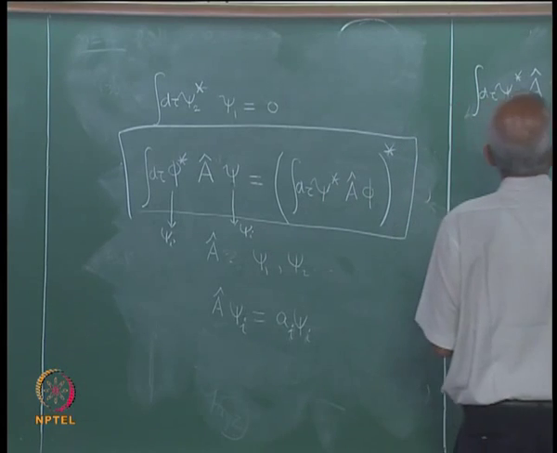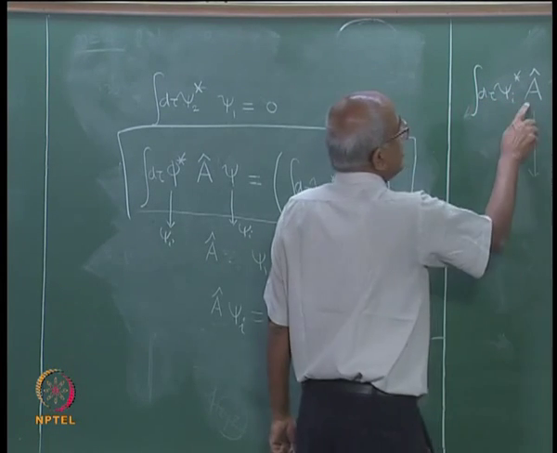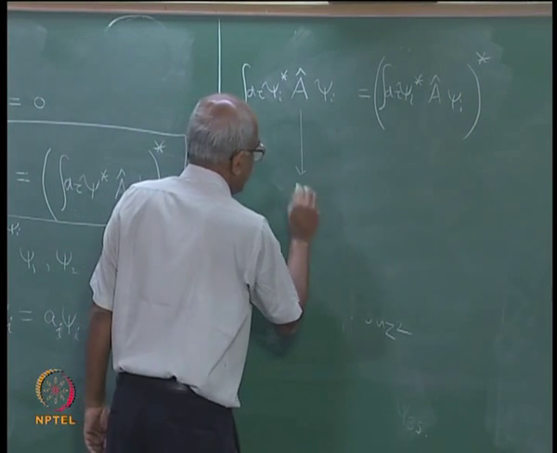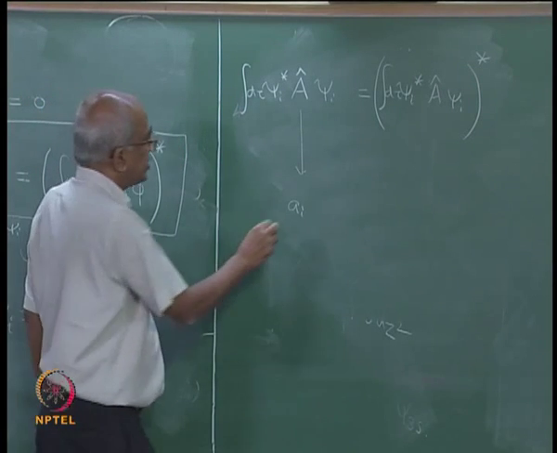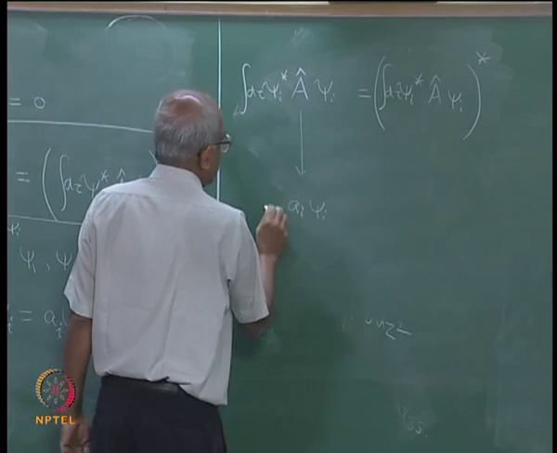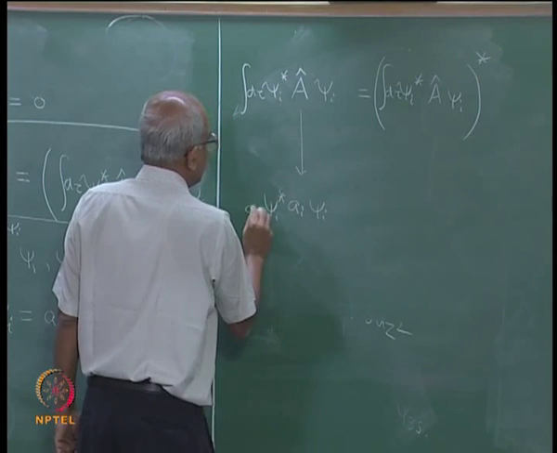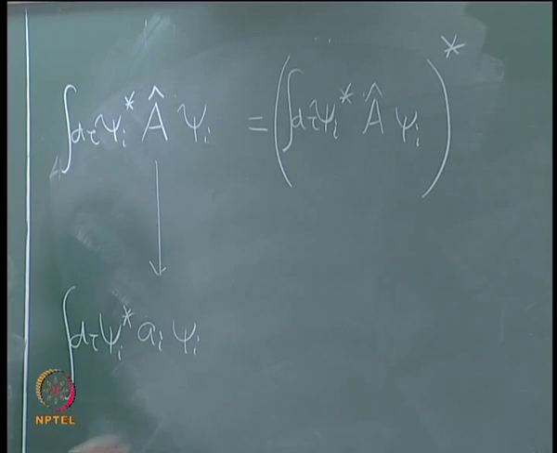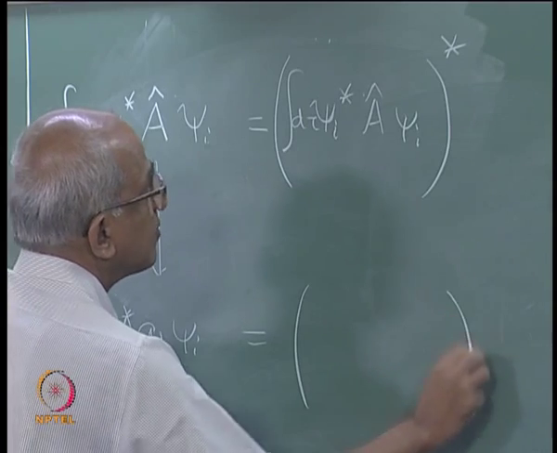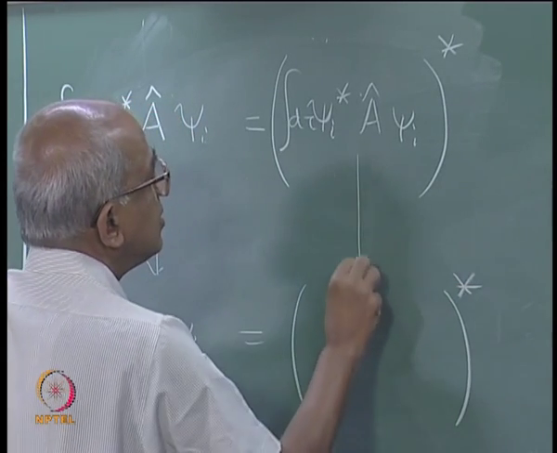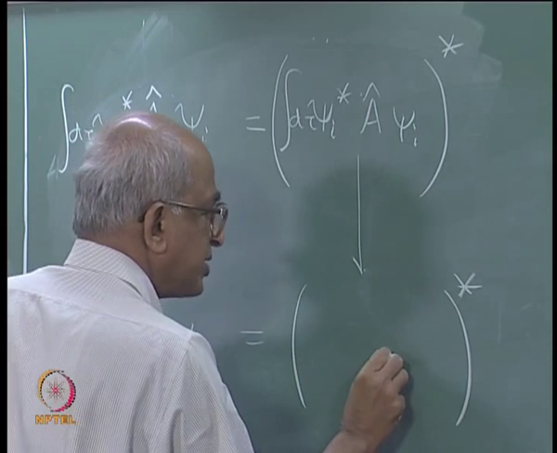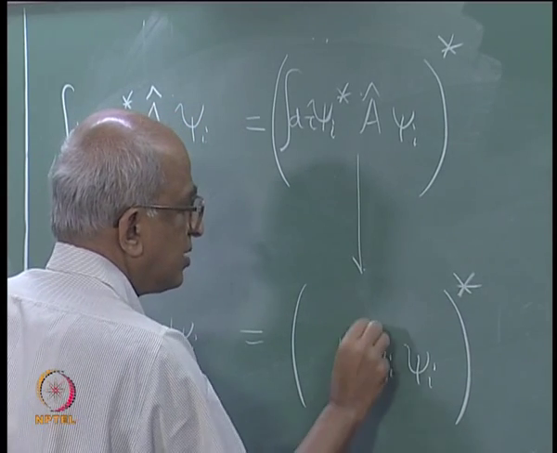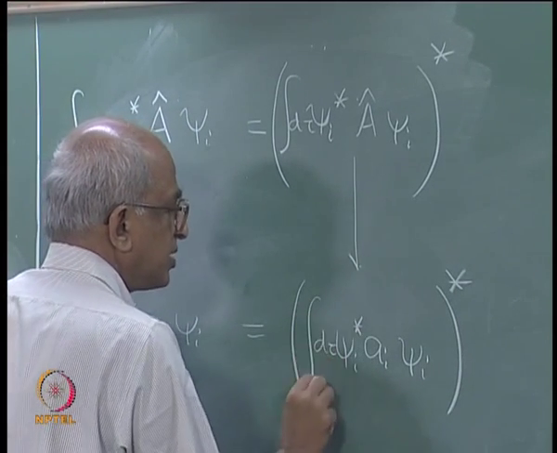So, if that is the way it is, what will happen to the left hand side? A operating upon psi I is going to give you the corresponding eigenvalue, which is small a I, which is just a number, multiplied by psi I, then I have to multiply by psi I star d tau integral, that is the left hand side. And what will happen to the right hand side? There is this star, this A operating upon psi I is going to do exactly the same thing. I am going to get a I, then psi I, then psi I star, volume element d tau integrated over the entire space.